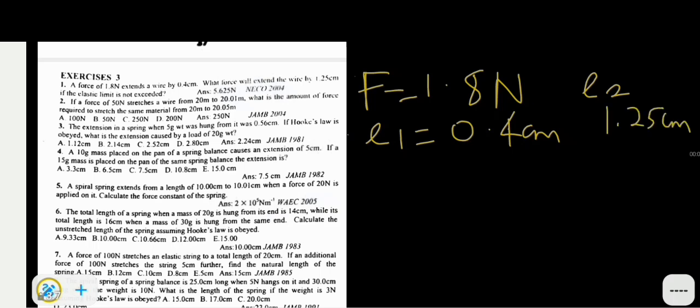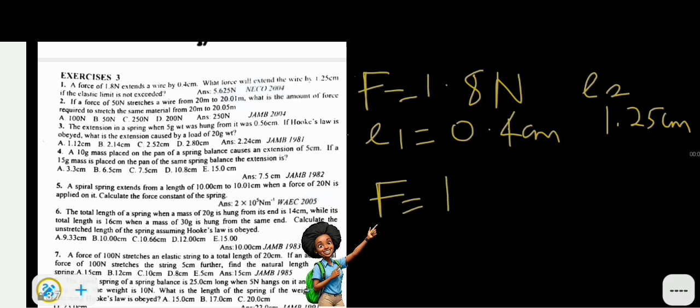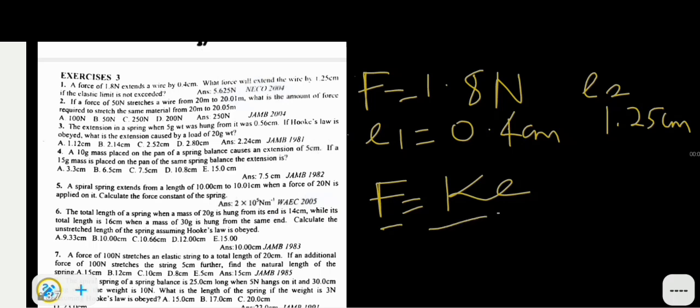Don't forget that for Hooke's law, the force applied, F, is directly proportional to the extension, provided that the elastic limit is not exceeded. So you have F equals KE, where F is the applied force, K is the force constant, and E is the extension. You need to first find the force constant, because it doesn't change for this particular wire. We're talking about the same wire. So the force F and extension E will be used to get K, and then I use K to find the second force for the new extension. Let's start with the first one.